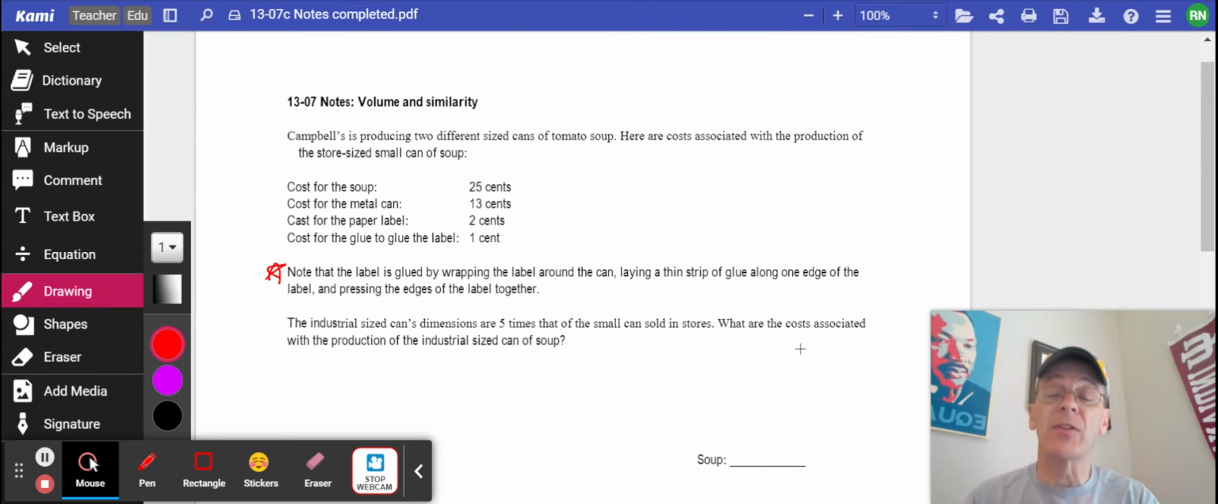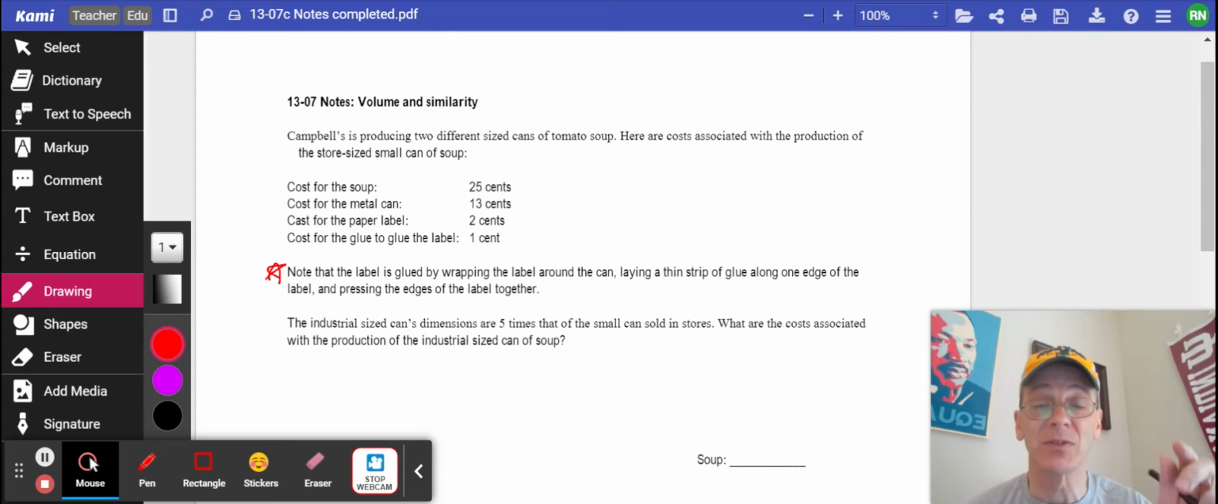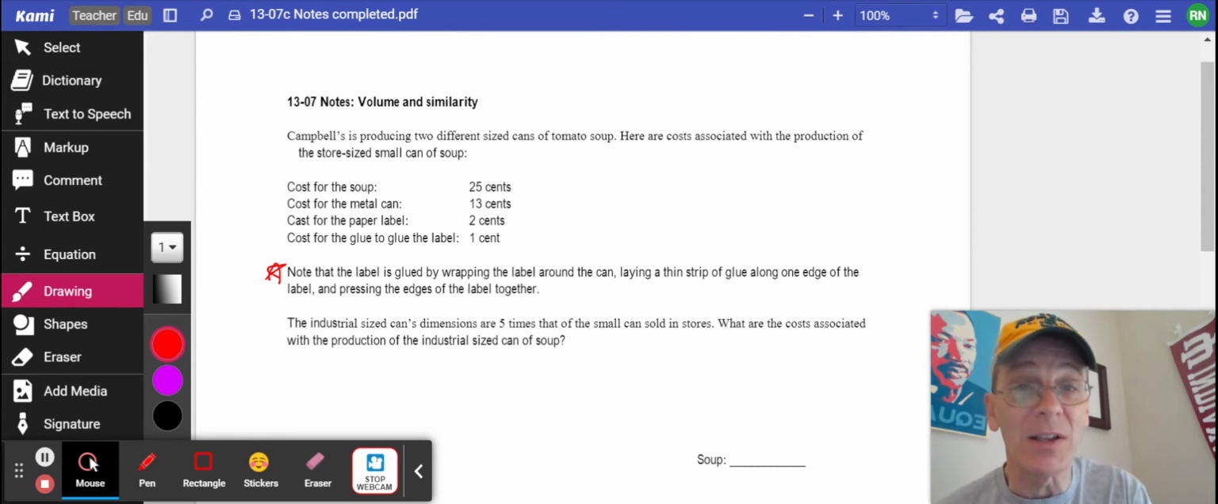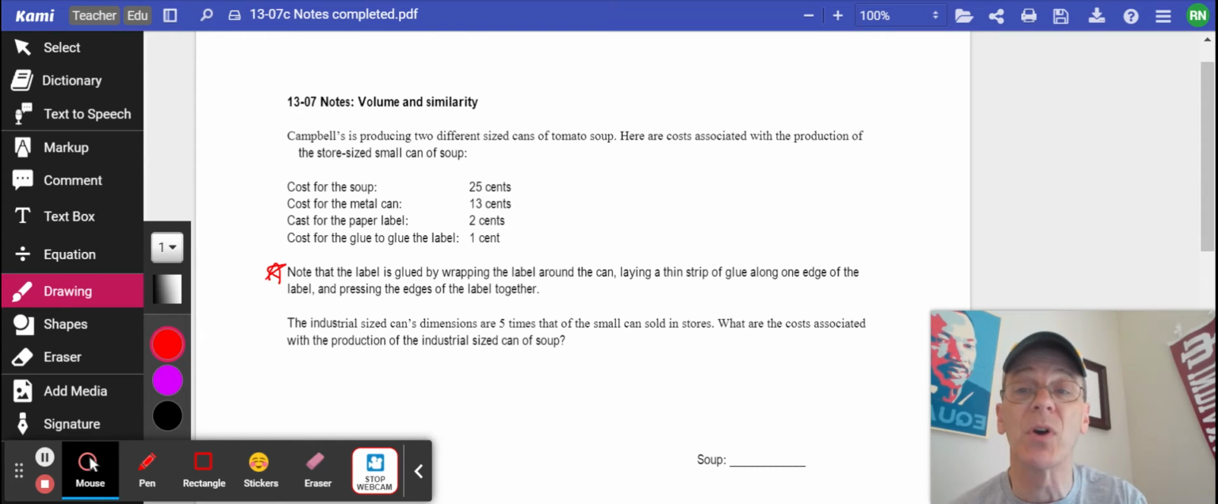All right, so now they're also going to produce an industrial size can of soup for use in a soup kitchen somewhere or something like that. And this new can is going to be 5 times that of the small can. So 5 times the radius, 5 times the height. All the dimensions are 5 times as much. Okay, now you've learned enough by now to know that not all of these costs are going to be multiplied by 5, because not all of these costs are associated with linear types of measures or linear types of things. Okay, so what are the new costs?